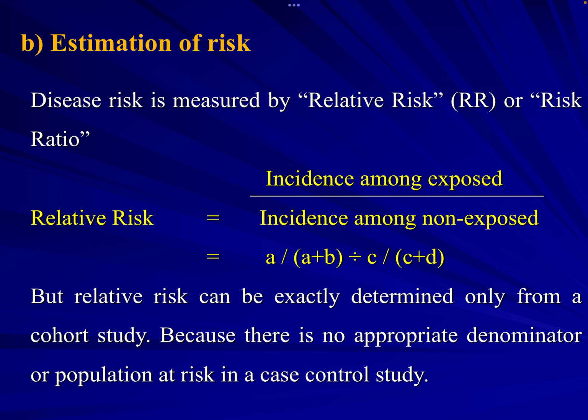Next is estimation of risk. Disease risk is measured by relative risk or risk ratio. Relative risk is incidence among exposed divided by incidence among non-exposed. But relative risk can be exactly determined only from a cohort study, because there is no appropriate denominator or population at risk in a case control study.